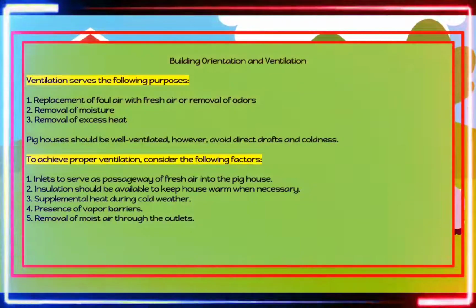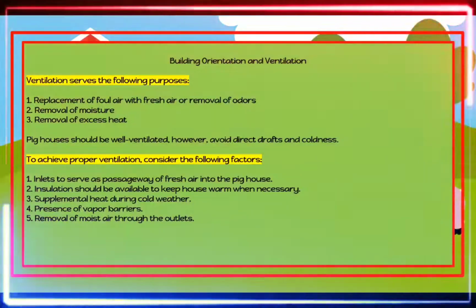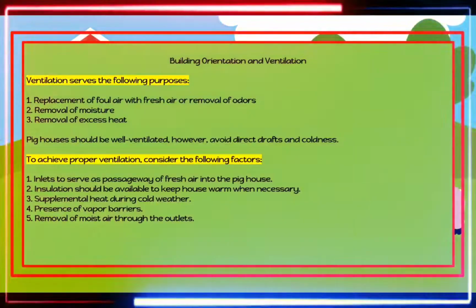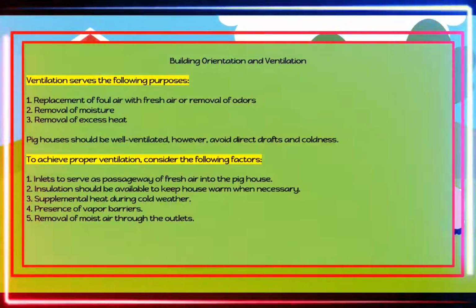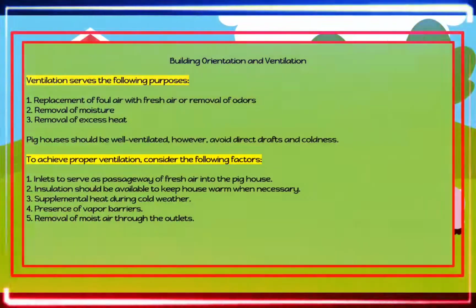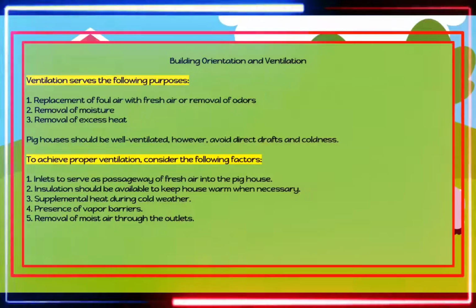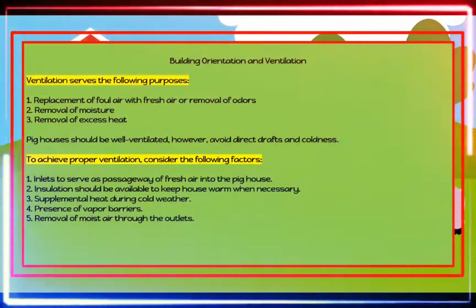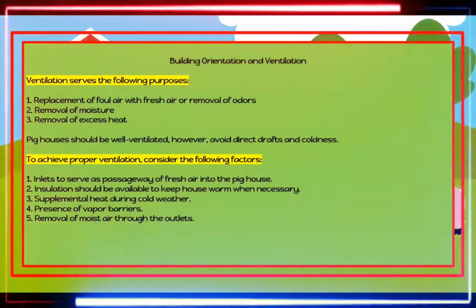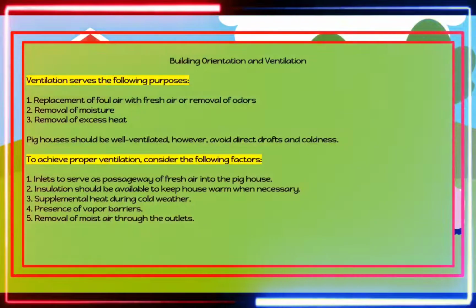To achieve proper ventilation, consider the following factors. 1. Inlets to serve as passageway of fresh air into the pig house. 2. Insulation should be available to keep the house warm when necessary. 3. Supplemental heat during cold weather. 4. Presence of vapor barriers. 5. Removal of moist air through the outlets.